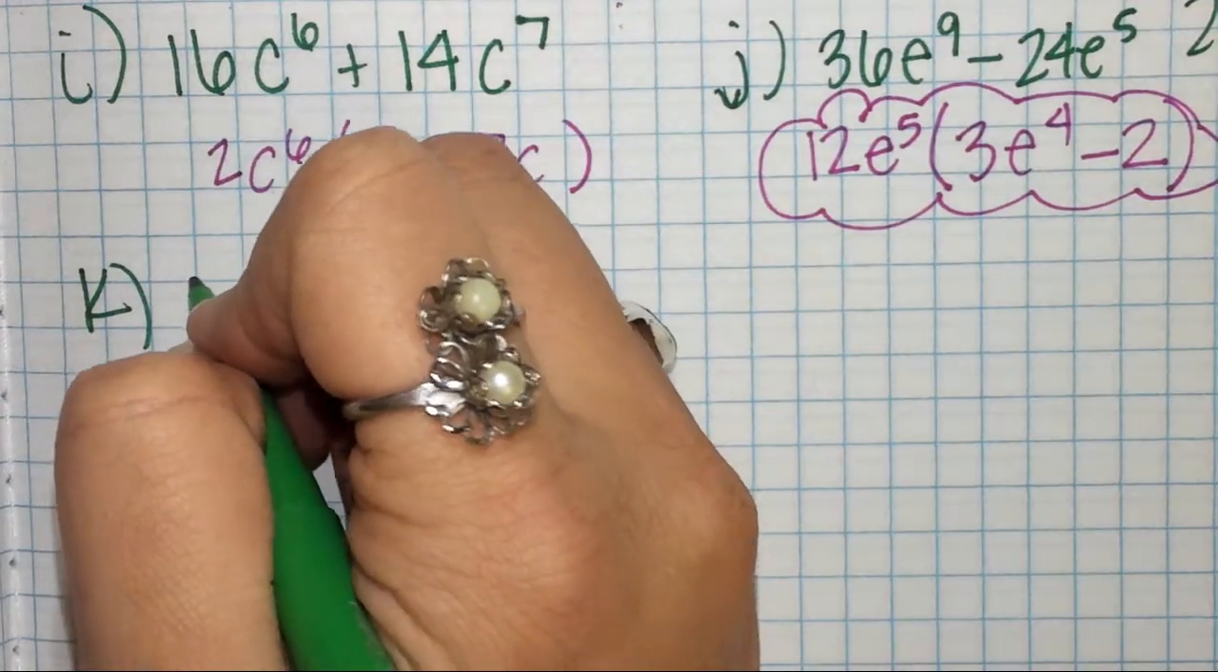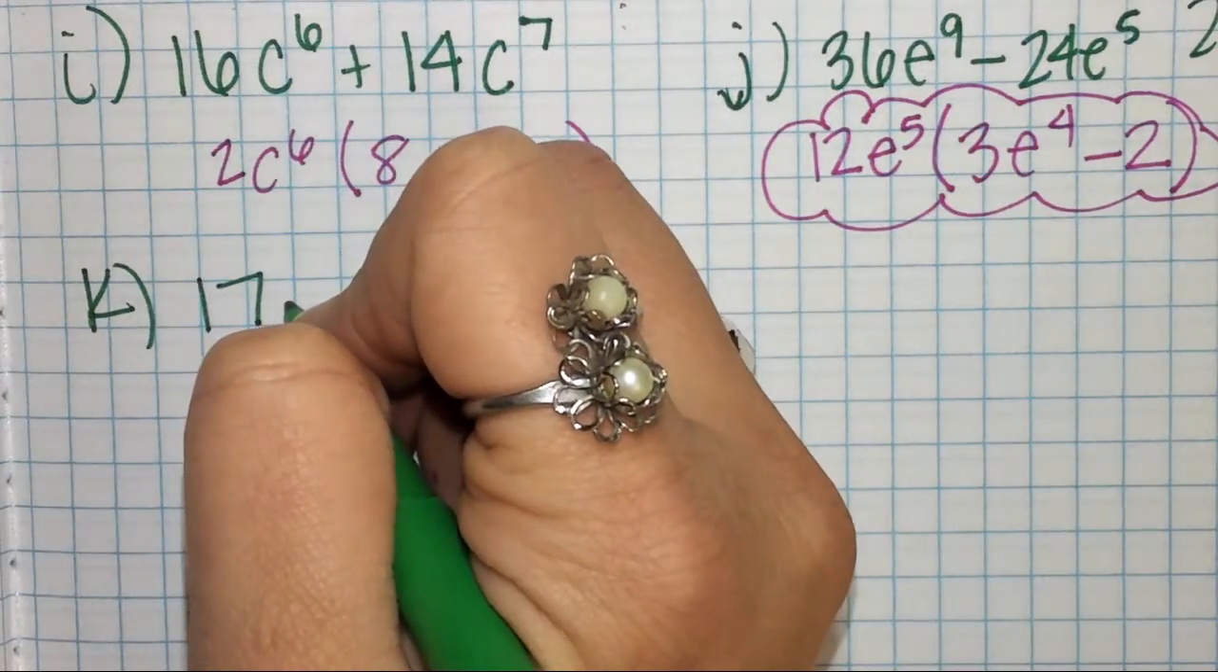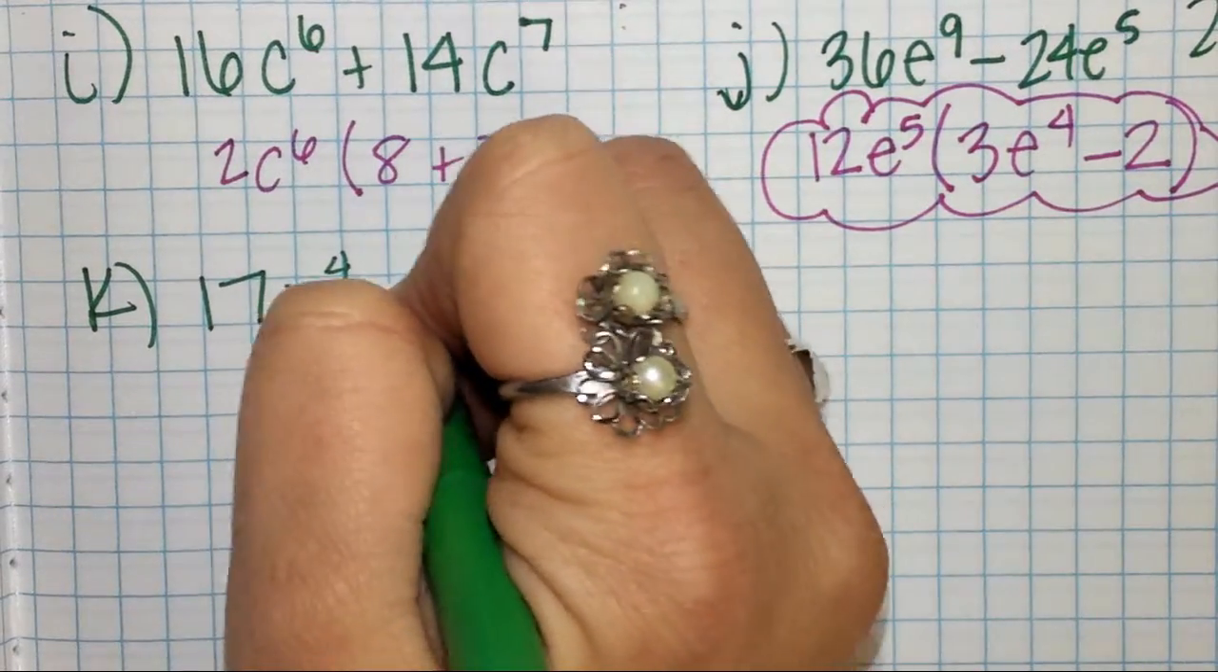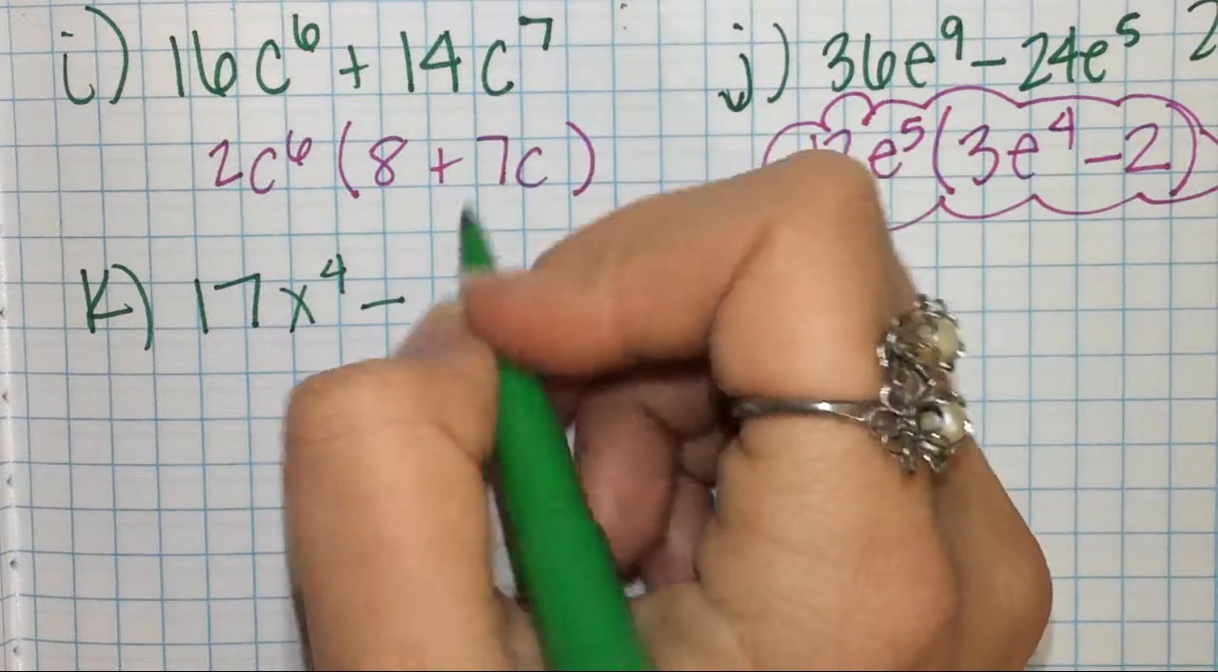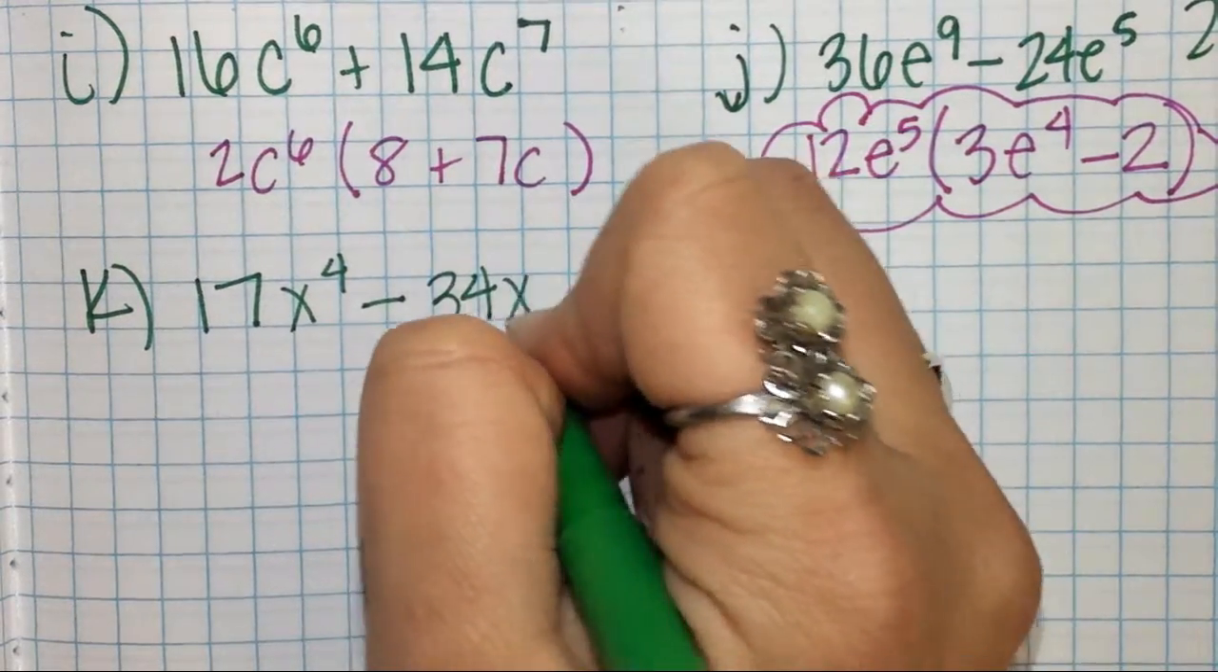Alright, so 17x to the 4th minus 34x squared.